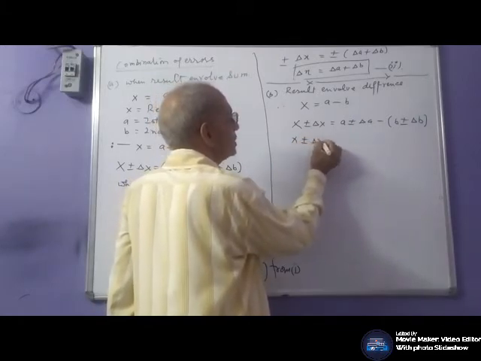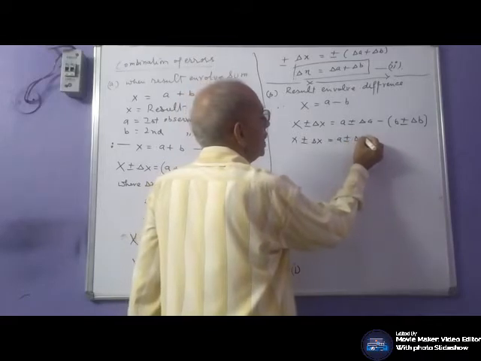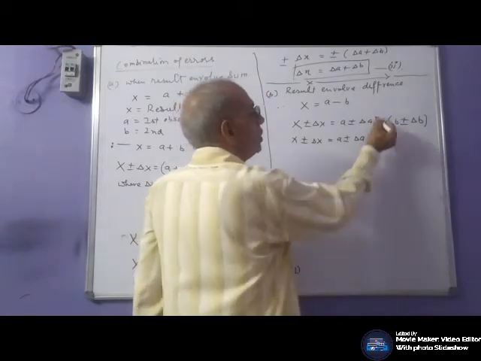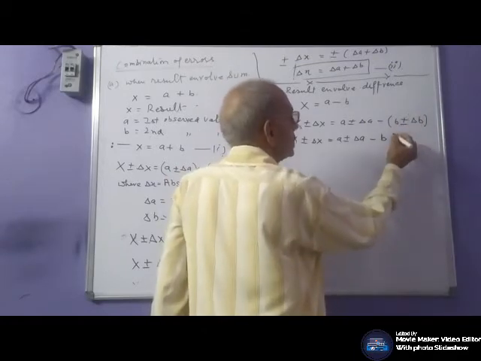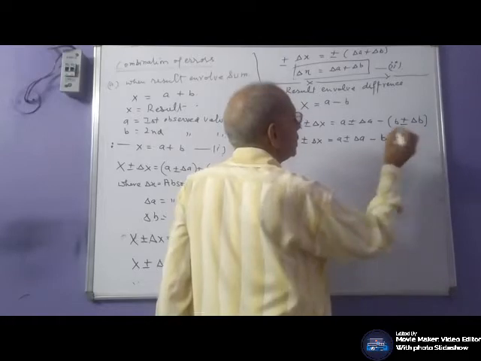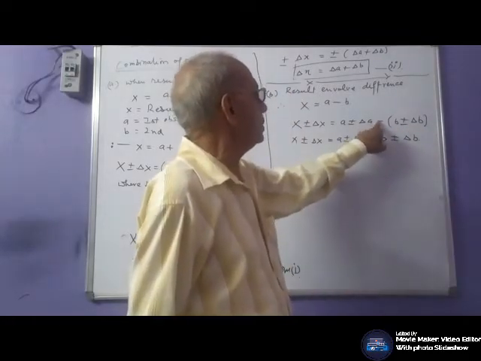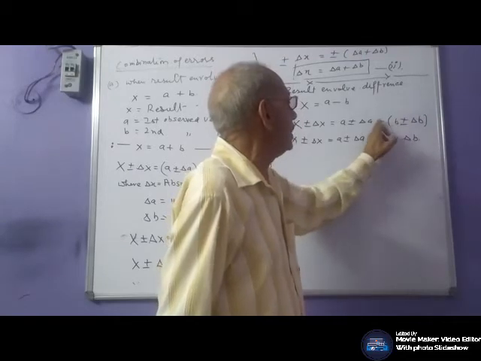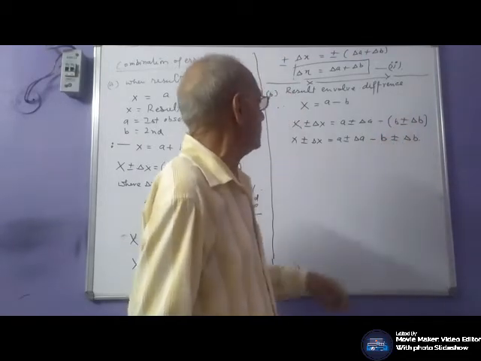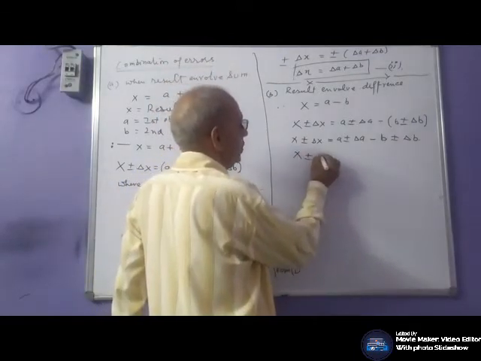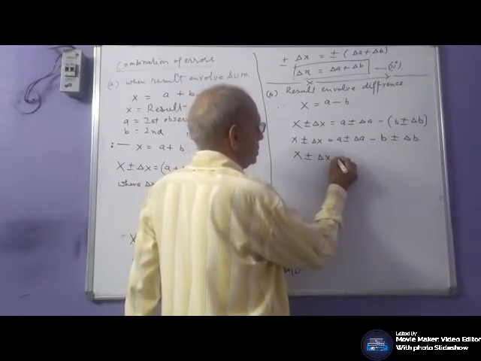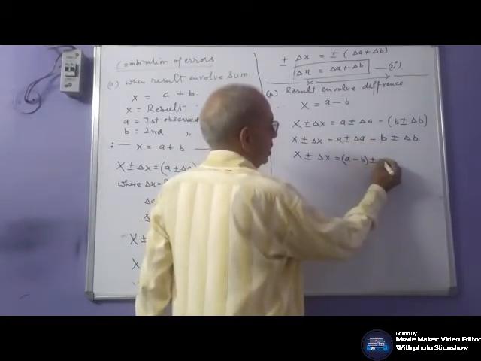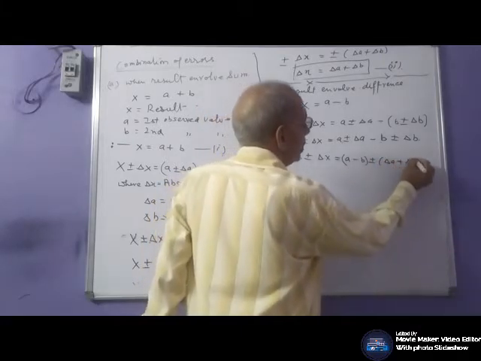X plus minus delta x, a plus minus delta a, open the bracket, minus b, multiply with this, plus minus delta b. Open the bracket, minus b, right? Multiply this minus with this, minus with minus, plus, minus with plus, minus. So again this is plus minus. So x plus minus delta x is a minus b plus minus common delta a delta b.